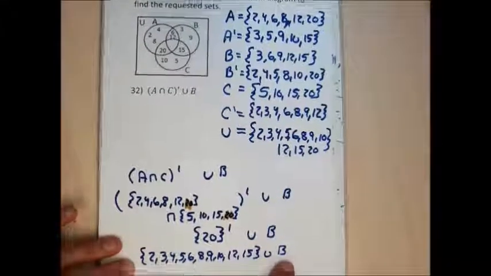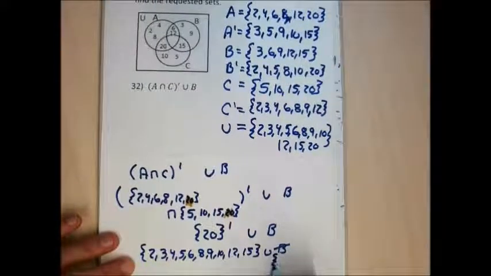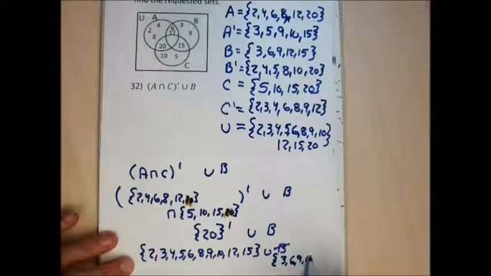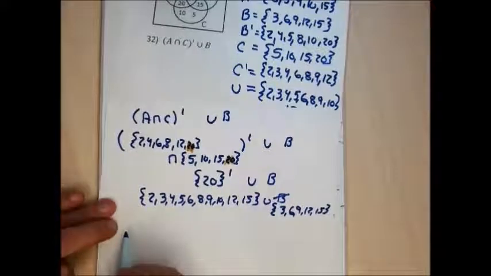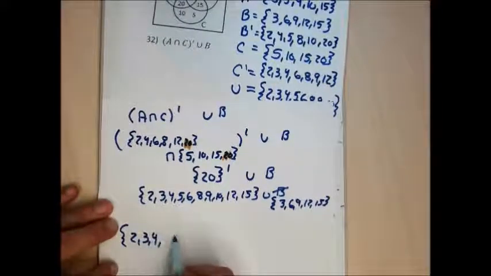And now I'm going to finish up by unioning with B. So in place of the B, I'm going to put the set containing 3, 6, 9, 12, and 15. When I union these two sets, I write them in a giant set. I take all the elements from the first set.